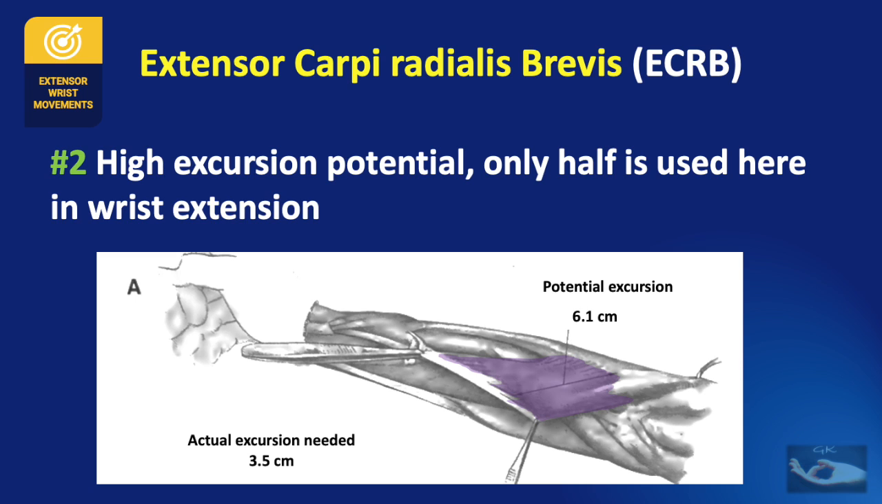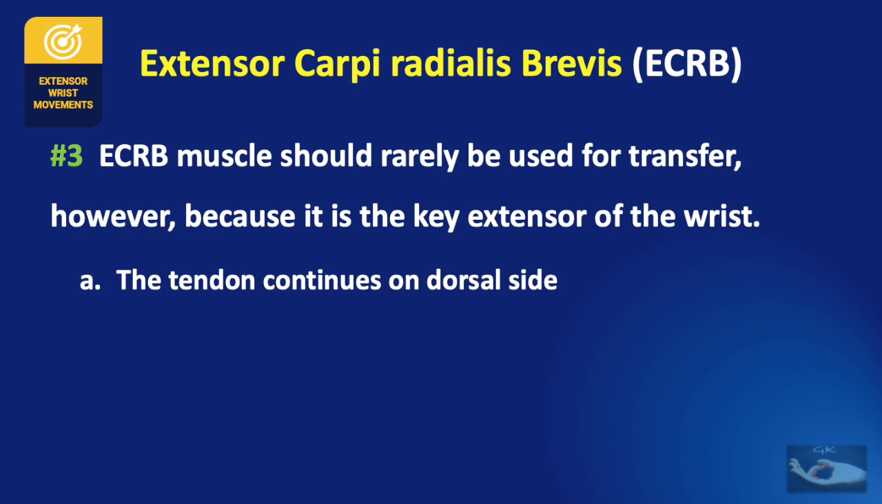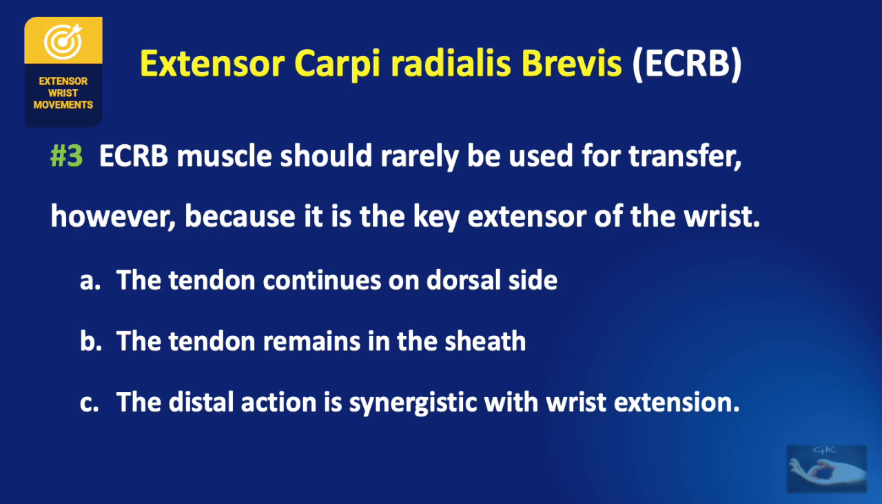But there is a caveat here, and that is the third important point of biomechanical significance of the ECRB. The ECRB muscle should rarely be used for transfer, however, because it is the key extensor of the wrist. But if it is to be used, there are three important criteria that should be followed. The tendon should continue on the dorsal side, the tendon should remain in the sheath, and the distal action that is going to be performed by the transfer should be synergistic with wrist extension.